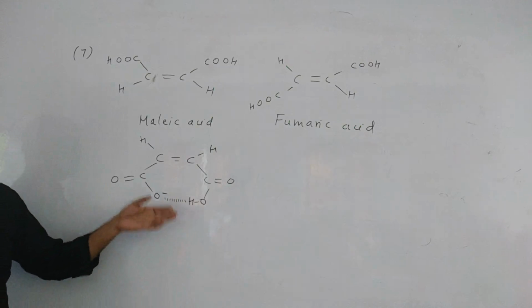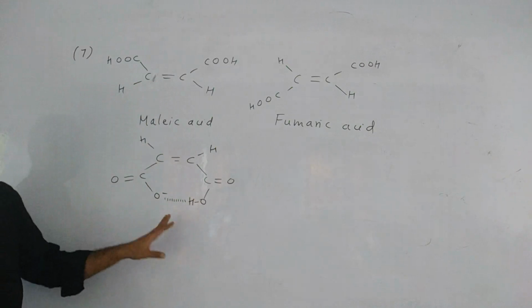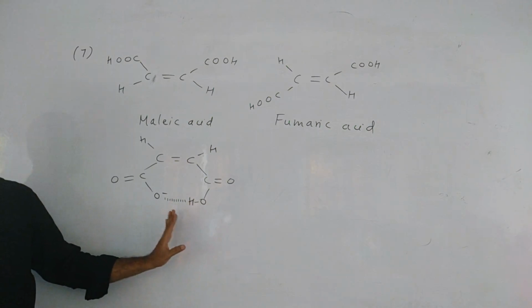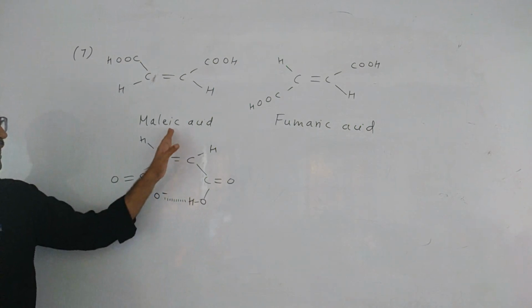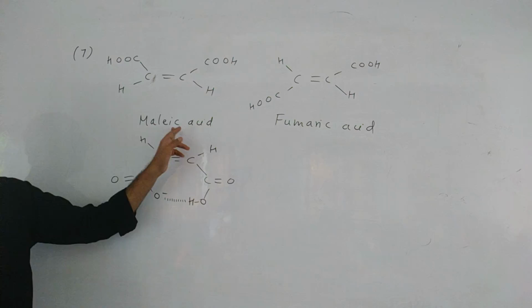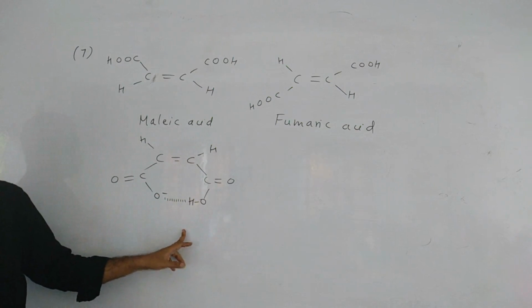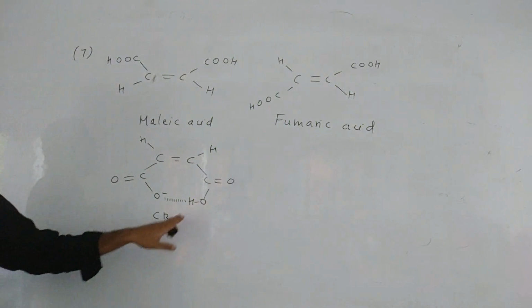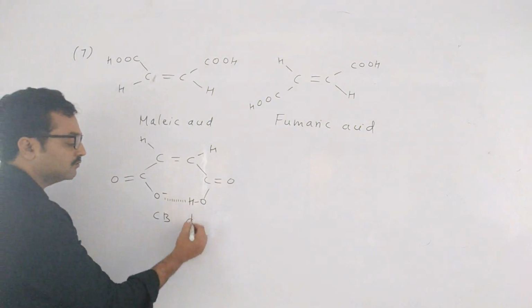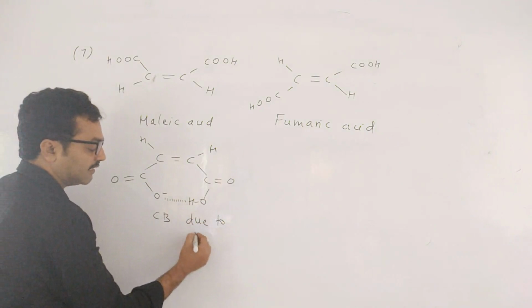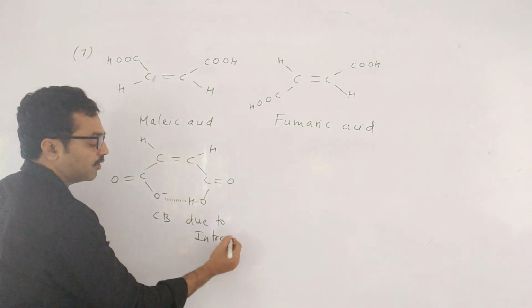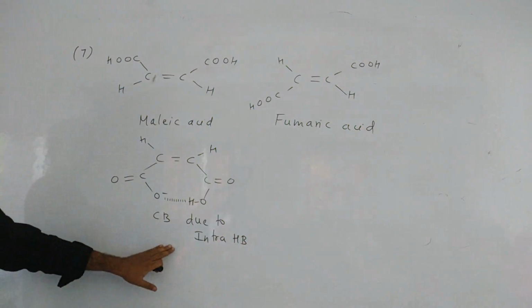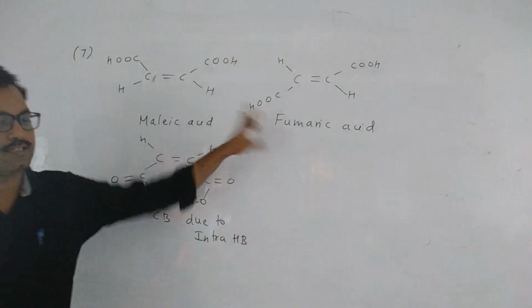So after giving H plus, it is stable due to intramolecular hydrogen bonding. This is called malate ion. Malic acid, malate ion. So this is a conjugate base. This conjugate base is stabilized due to which bonding? Intramolecular hydrogen bonding. So that is why this is more acidic than this one.